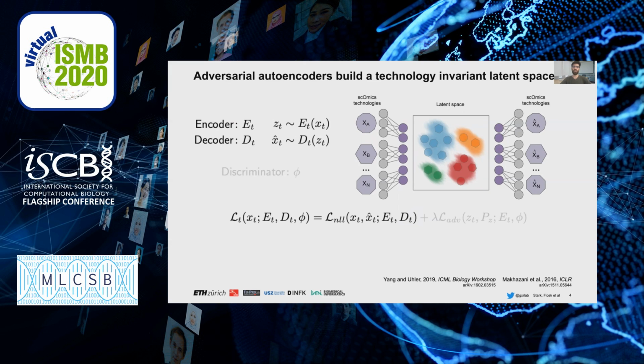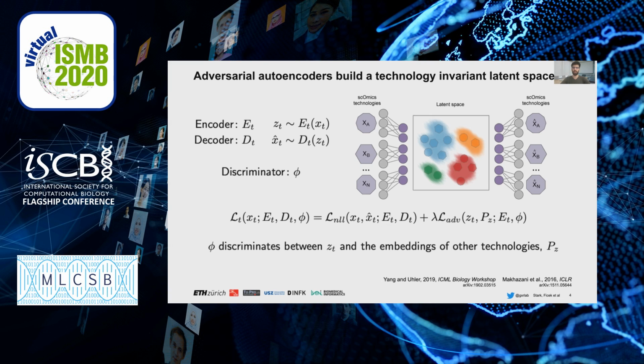These networks are trained together to minimize the reconstruction error. Meanwhile, a single discriminator, phi, is trained to identify the technology of embeddings. That is, phi discriminates between the embeddings of one technology from the embeddings of other technologies. Technology invariance is imposed by training the encoder to also fool the discriminator. When trained successfully, SCIM produces embeddings that are well mixed and reflect the underlying structure of the original sample.